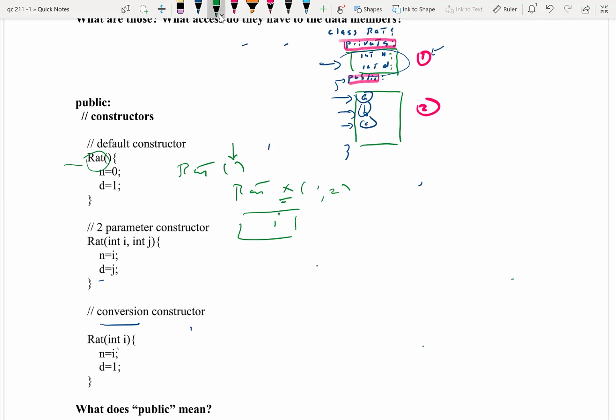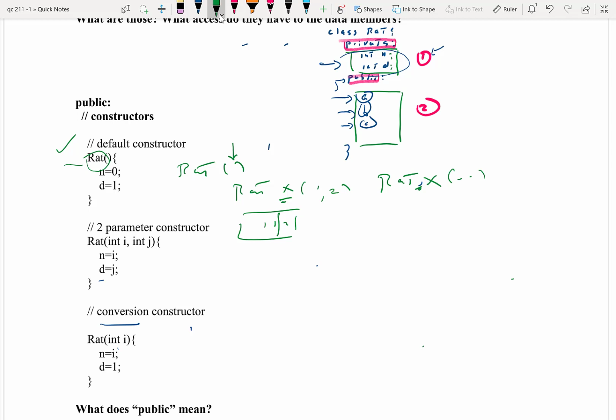And how does the compiler know which one to use? Well, because it sees how we've declared it. If I say simply rat x, meaning I have a rat and my rat's name is x, then it's going to use the default one. But if I start putting arguments in here, then it's going to pick the one with the arguments.